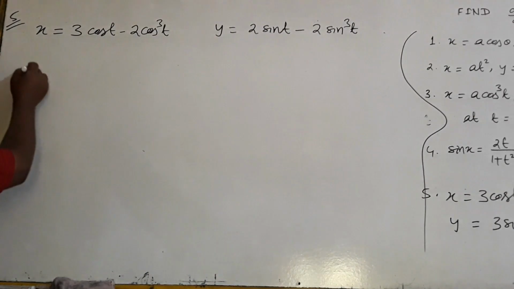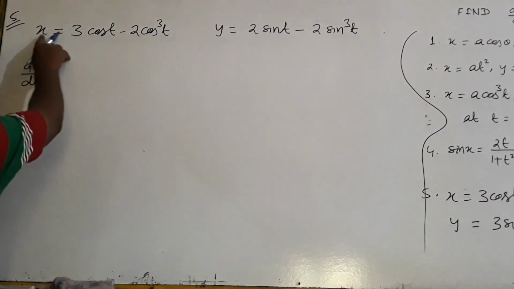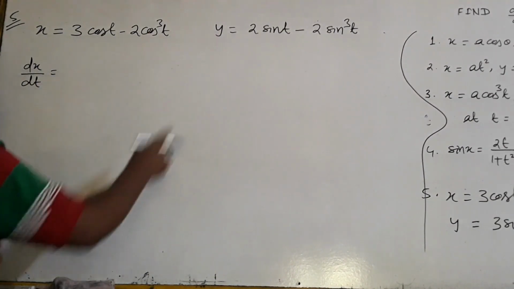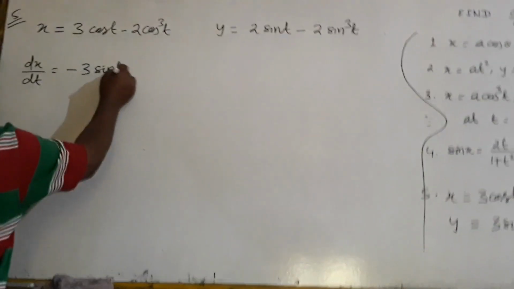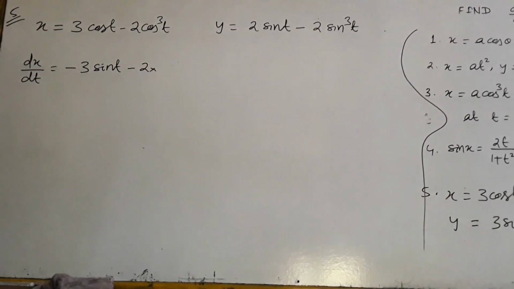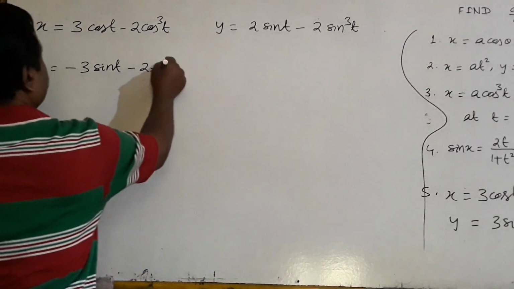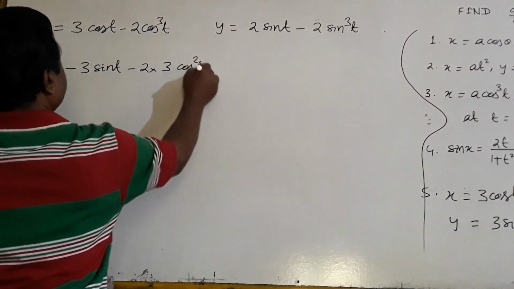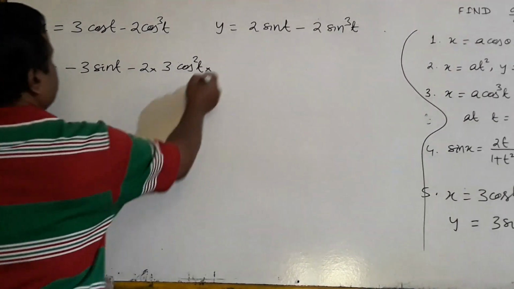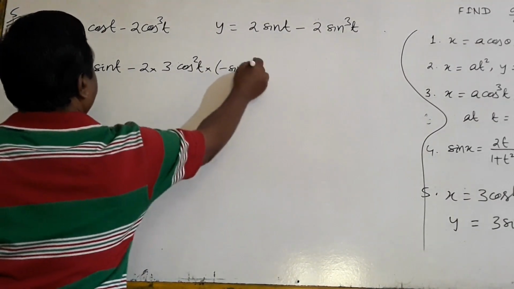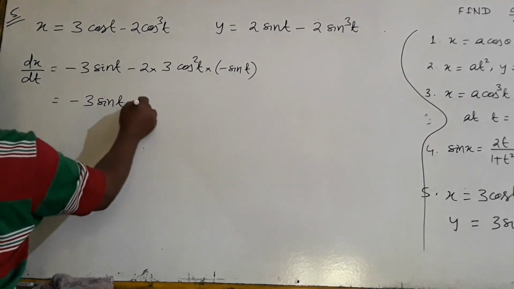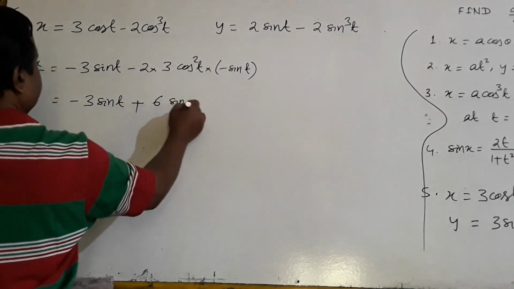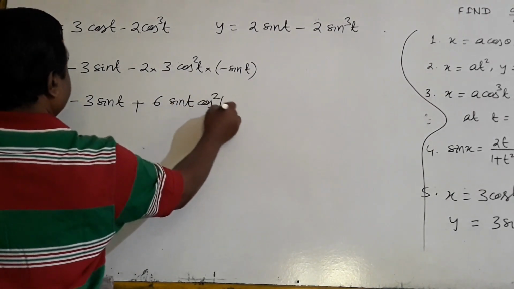Now x is equal to this. What is dx by dt? Here x is expressed in terms of t, y is also in terms of t. It is minus 3 sin t minus 2 times the derivative of cos cube t. What is the derivative of cos cube t? It is 3 cos square t into the derivative of cos t, which is minus sin t. Now I am writing minus 3 sin t plus 6 sin t cos square t.